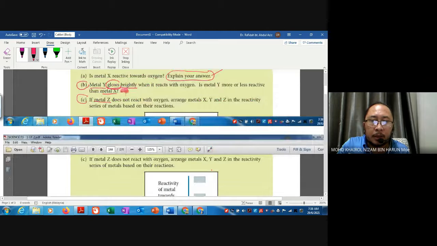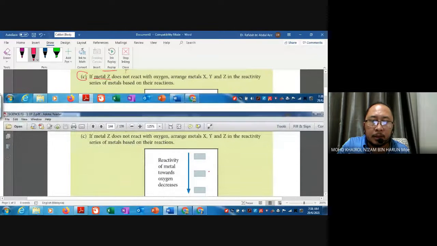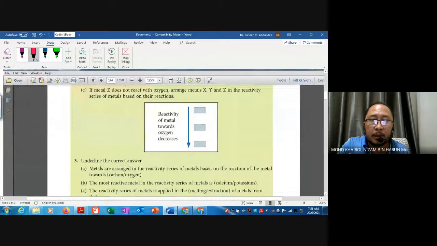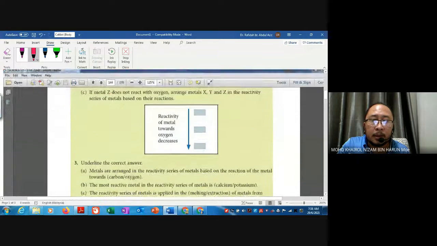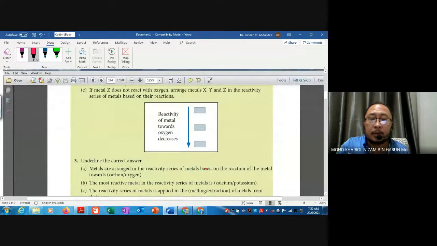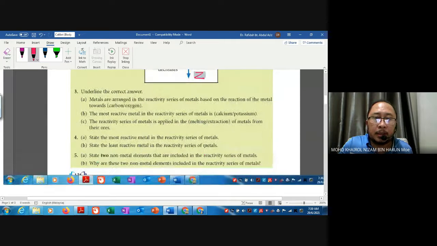Okay, question C. So this one, you have to fill in: X, Y, Z. Okay, question number 3. Underline the correct answer.